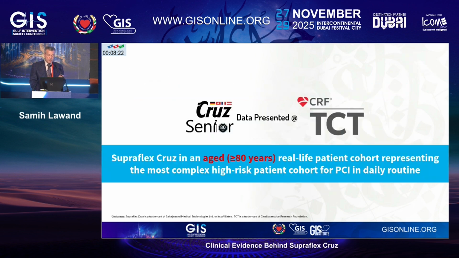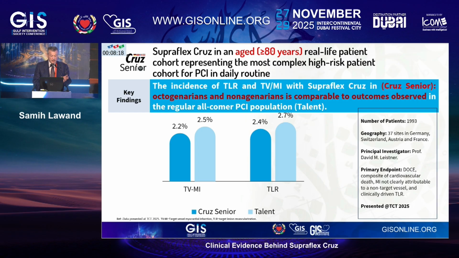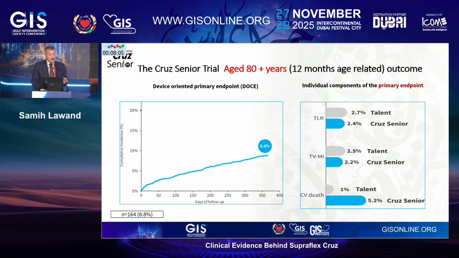The aged population itself was also studied, and if you compare the overall all-comers and Cruz senior, again, there was no difference in target lesion revascularization. However, in those aged over, like in their 80s and 90s, there should always be a difference, which is a higher likelihood of having cardiovascular death because of advanced age.